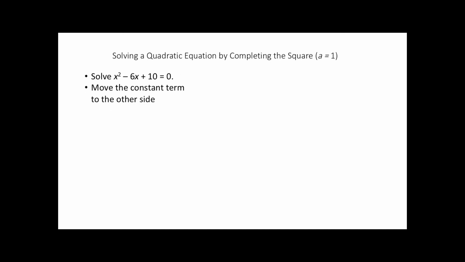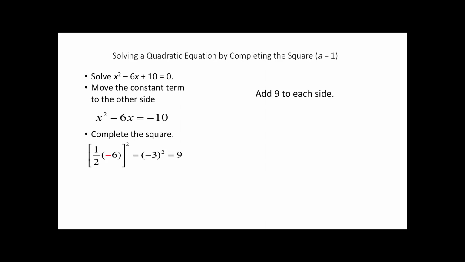So again, we're going to move the constant term to the other side since we don't need it for completing the square. And now we're going to take the minus 6, right? That's the coefficient of the first degree term. Take half of that and square it. So half of negative 6 is negative 3. When you square that, you get 9. So that's what must be added to each side to complete the square.